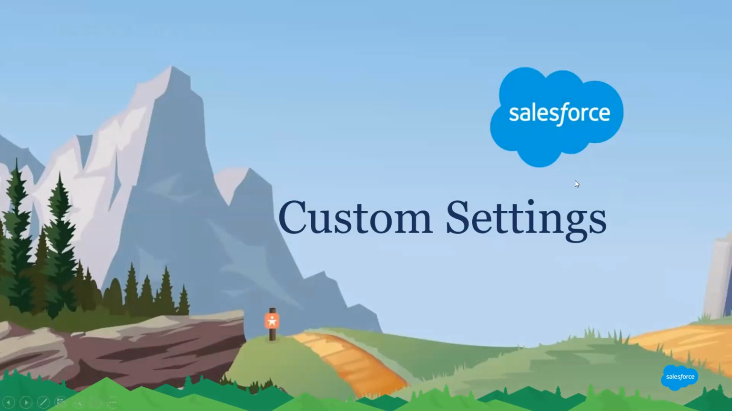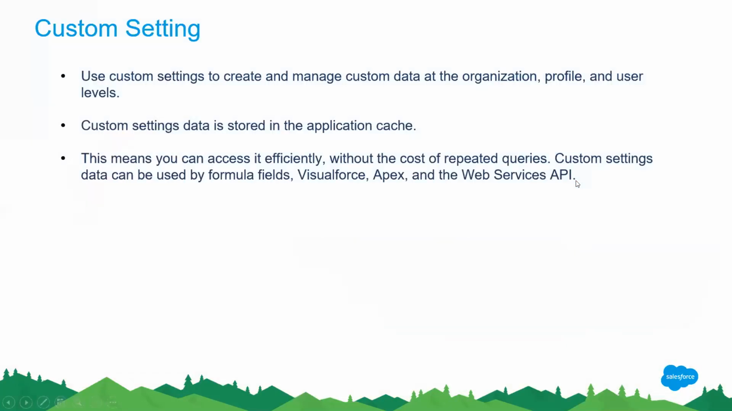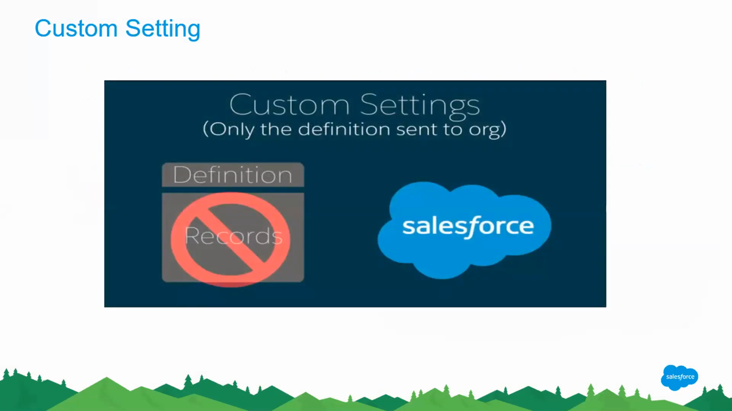Say I wanted to create a country, state, and zip code list. For that, you can use custom settings, but it doesn't have the data, only the definition. On the next screen, you can see this has only the definition. You can send it to the organization, but the records will not be sent. When you do the deployment, you can send only the definition.